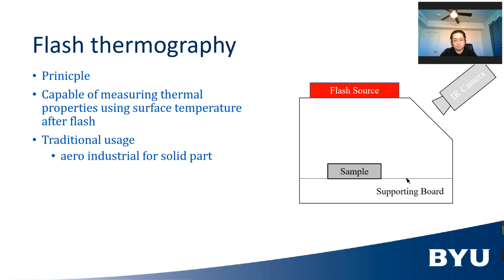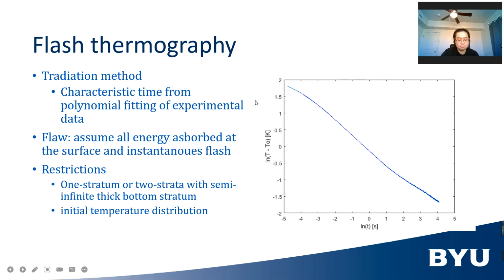So, the flash thermography technique is used to measure the thermal property of the powder. It uses a thermal flash to apply a thermal impulse onto the sample, and then an IR camera is used to record the surface temperature after the flash. The traditional usage of this technique is for the aero industry, for solid parts.